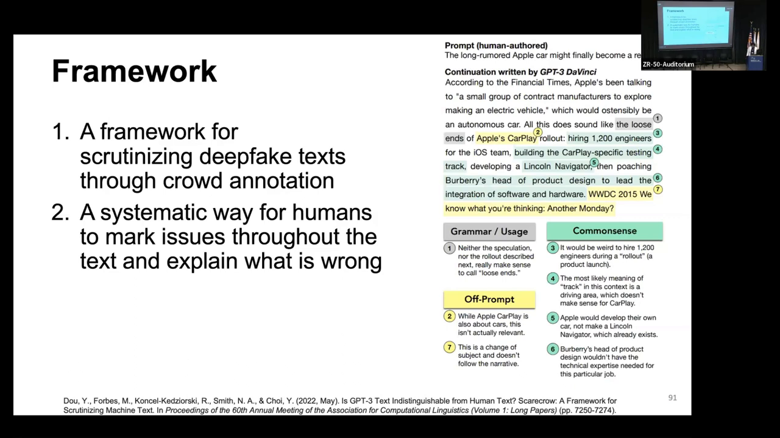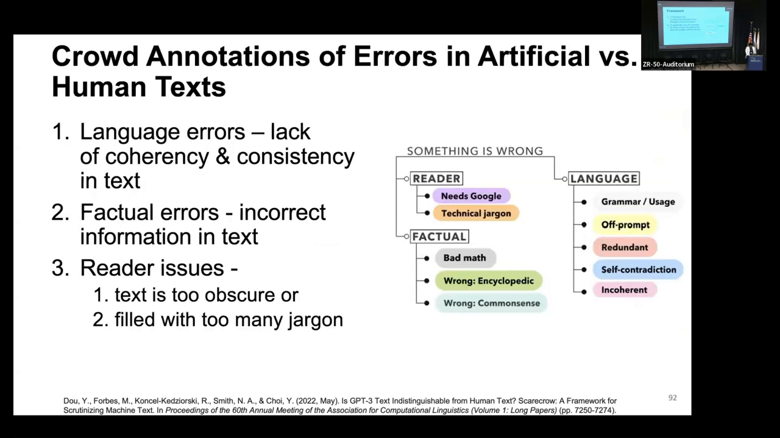So lastly, we have: is GPT-3 text indistinguishable from human text? This task was a little different, where they tried to annotate the error types in the machine-generated text. And what they did was they crowdsourced it. They first defined three types of error: reader, factual, and language errors. Language errors are when the text lacks coherency and consistency. Factual errors are when it's inconsistent with the prompt. And reader issues are when the text is too obscure or filled with too much jargon.